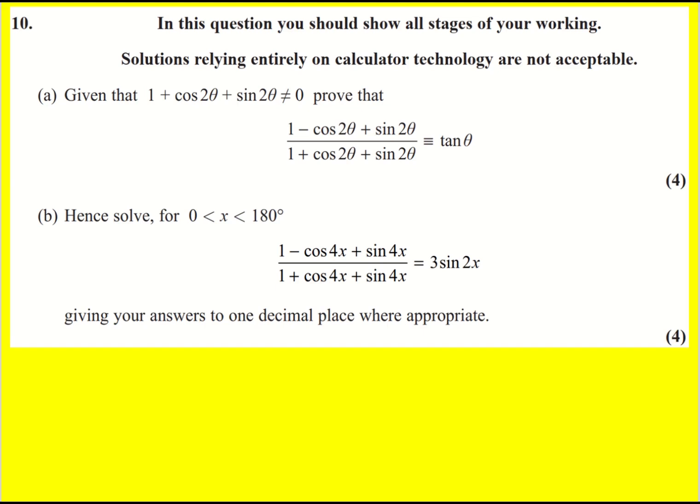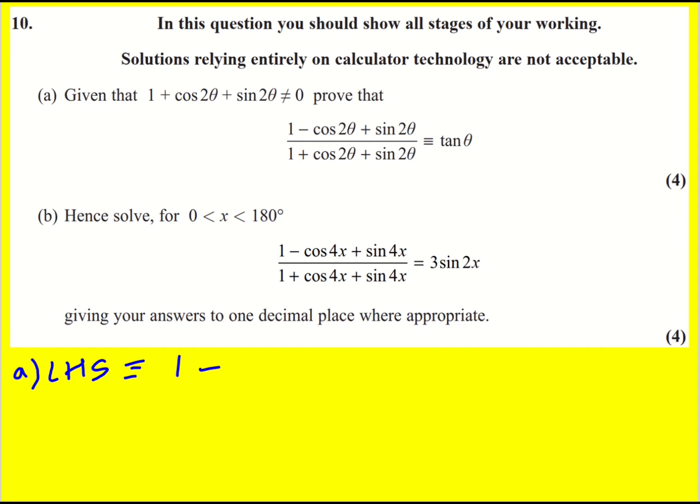We've got to prove this identity to start with. So we're definitely going to start with the left-hand side and try and get to the right-hand side. It's going to massively help if you know your double angle formulae here. So I'm going to replace cos 2 theta.